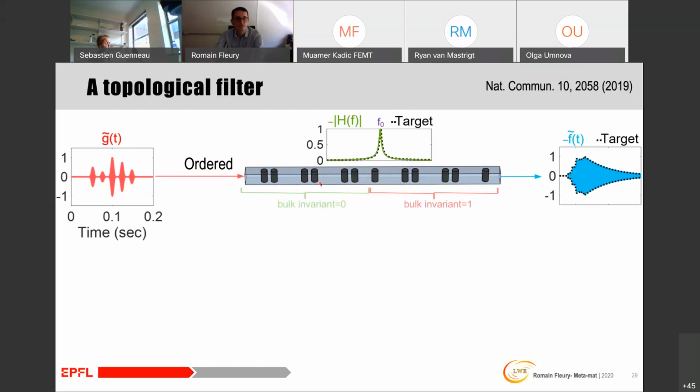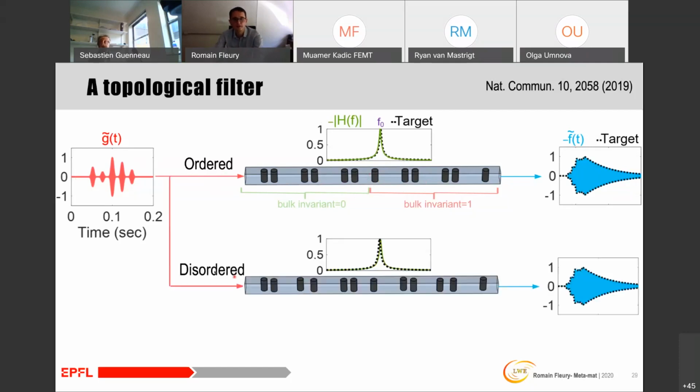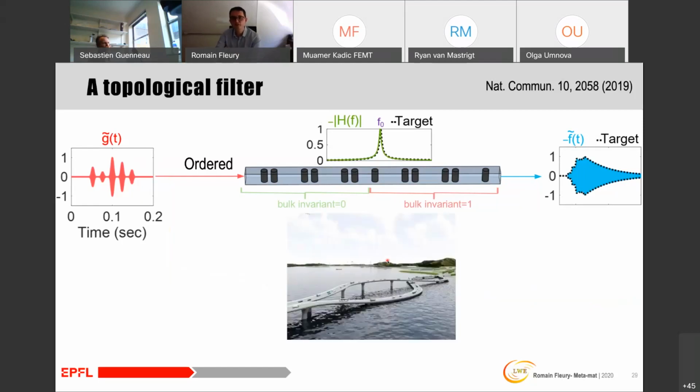But the difference is that if I put disorder of the same amount with the same strength as before, my transfer function remains because the edge mode is pinned to the center of the band gap, and its existence is topologically guaranteed. So what I did is something a little bit like what happens on that bridge.